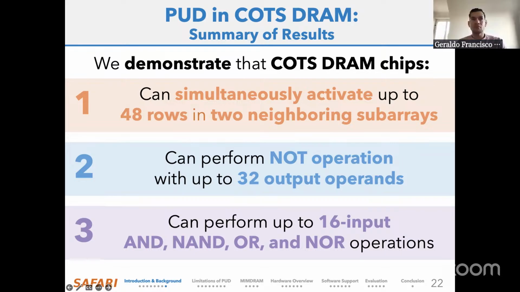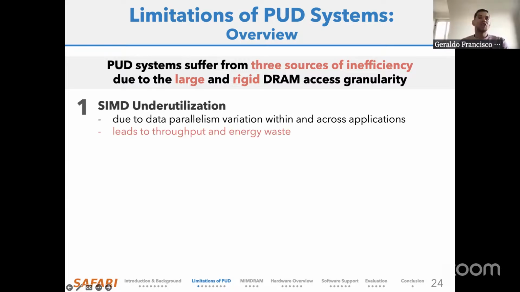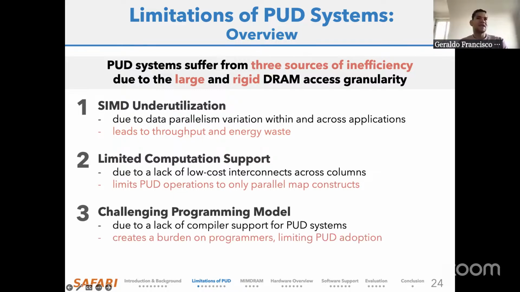So all of this is really good, but processing-using-DRAM architectures suffer from three main limitations due to the large and rigid functionality of DRAM chips. First, they suffer from low SIMD utilization. Second, they suffer from limited computation support. And third, they have a challenging programming model. I'm going to elaborate on all of those limitations next, starting with SIMD utilization.